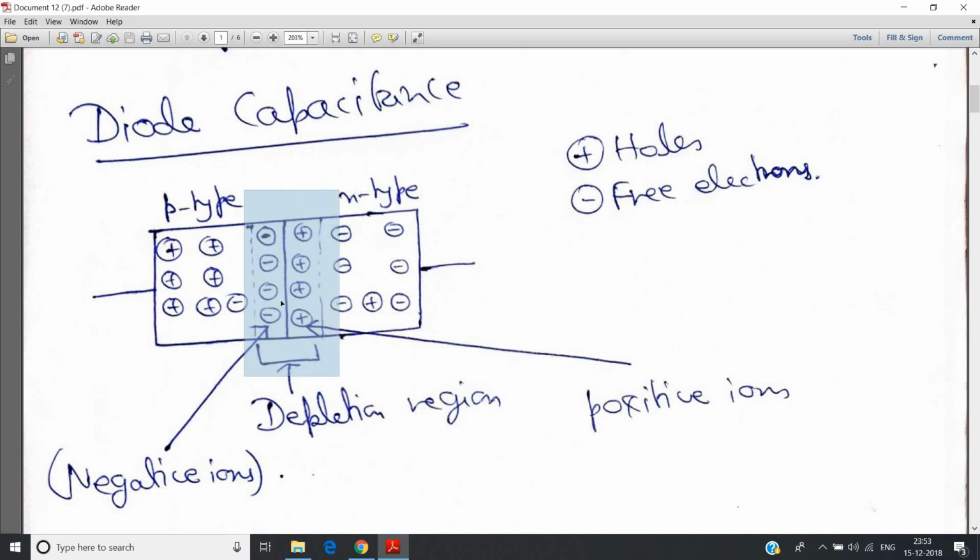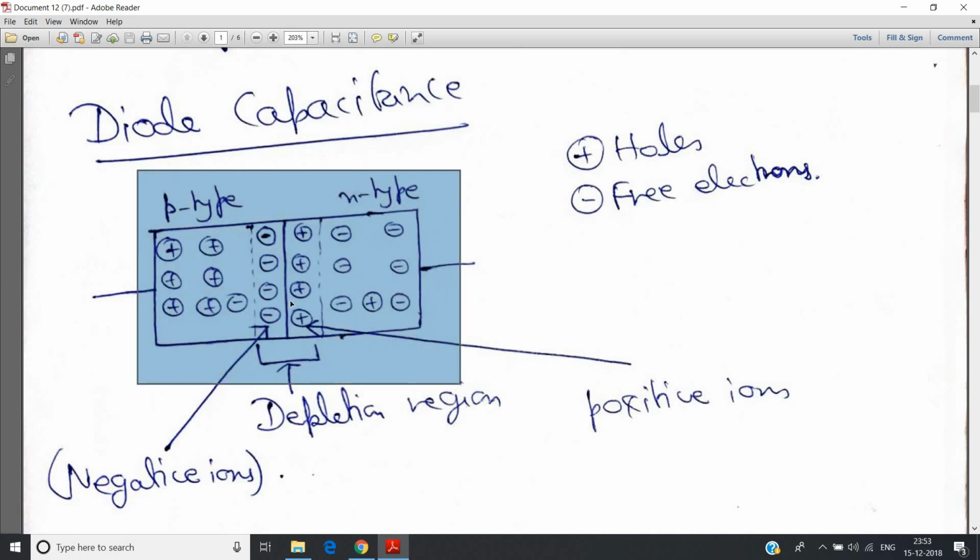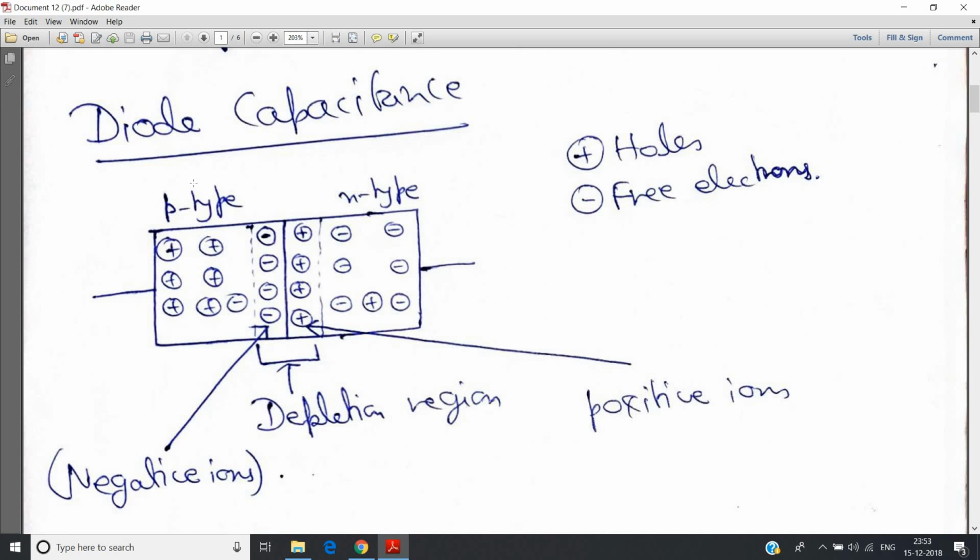In between the two plates, the p-type and the n-type, there is a sandwich of the depletion region. And you know well that in the depletion region, the carriers cannot move. So this acts like a dielectric present between two electrodes, and the two electrodes are the p-type and n-type portions of the diode. So we can assume this situation as a capacitor, where one plate is p-type, another plate is n-type, and the depletion region is the dielectric medium between the two plates. So the picture is clear: that is what diode capacitance is, right?